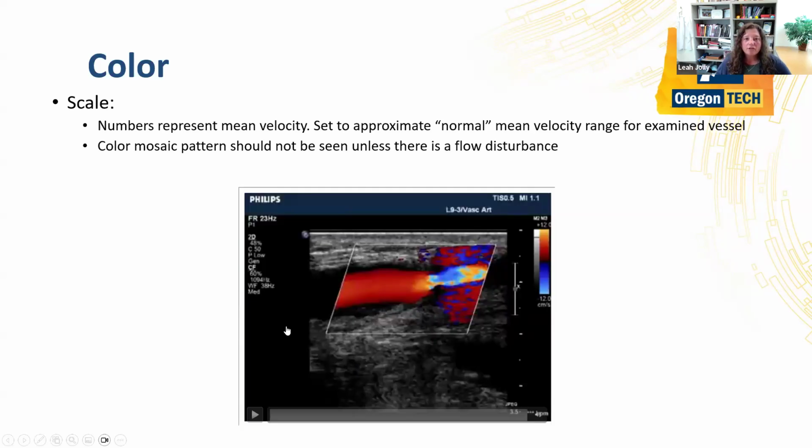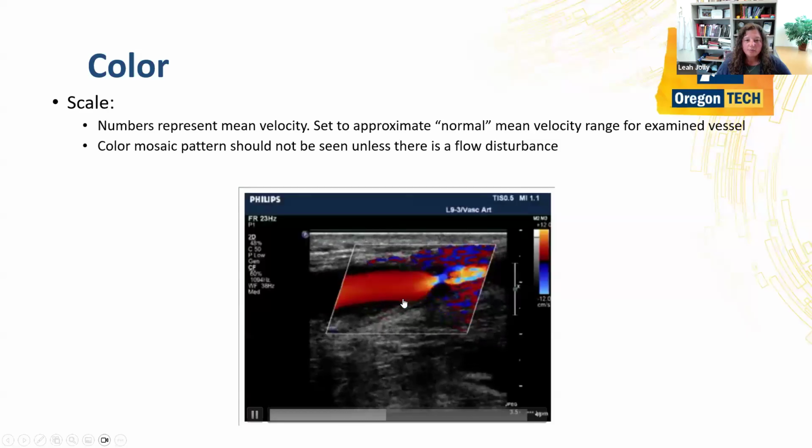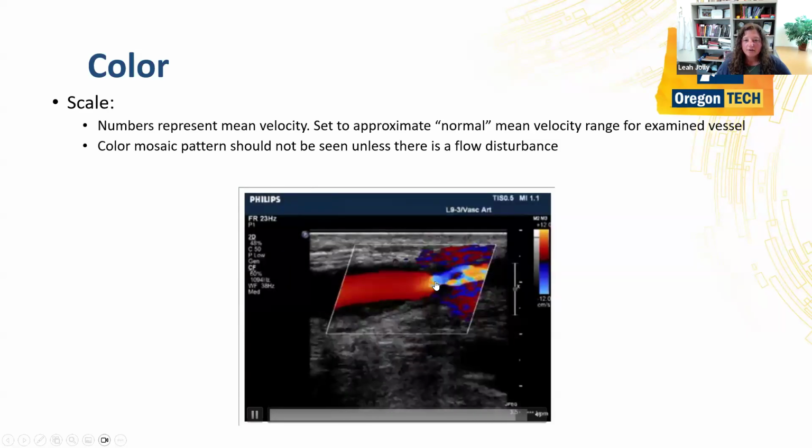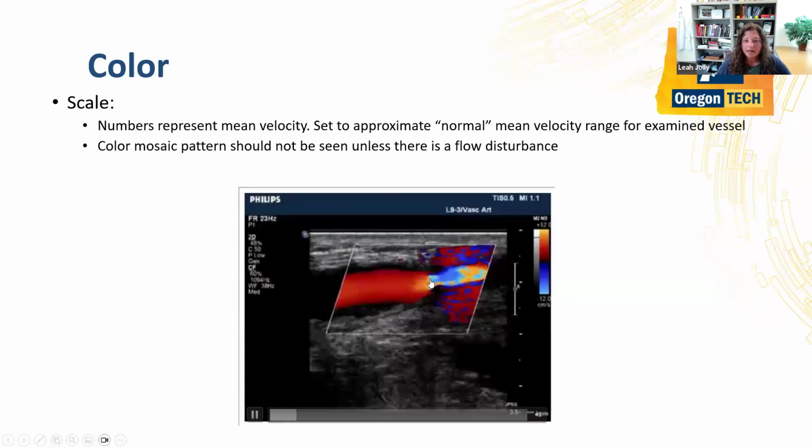A color mosaic pattern should not be seen unless there is a flow disturbance, and we can clearly see a flow disturbance right here. So good flow going through this proximal part of the vessel, but then we can definitely see a narrowed area with that color mosaic pattern.